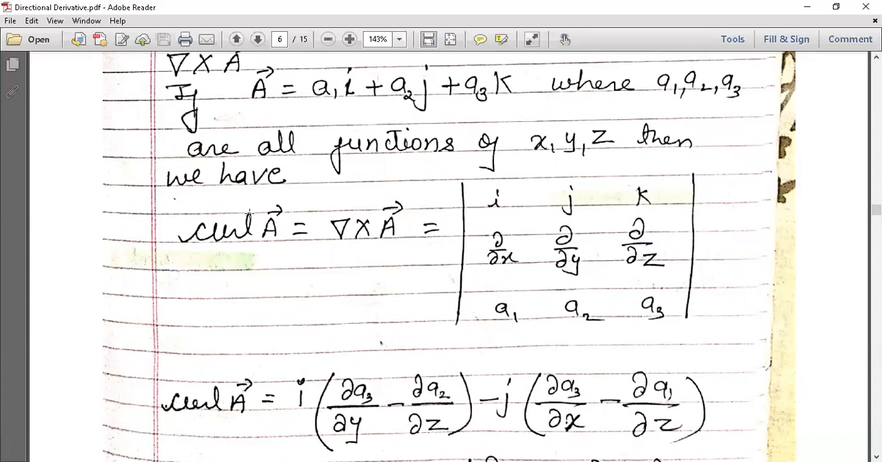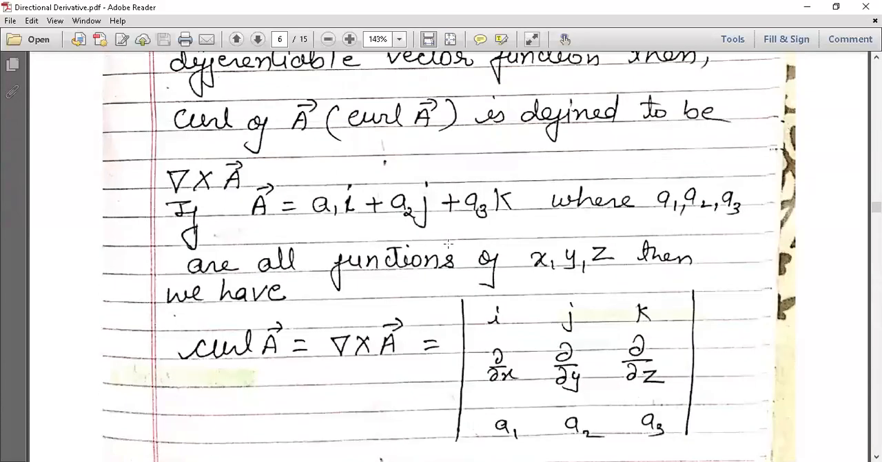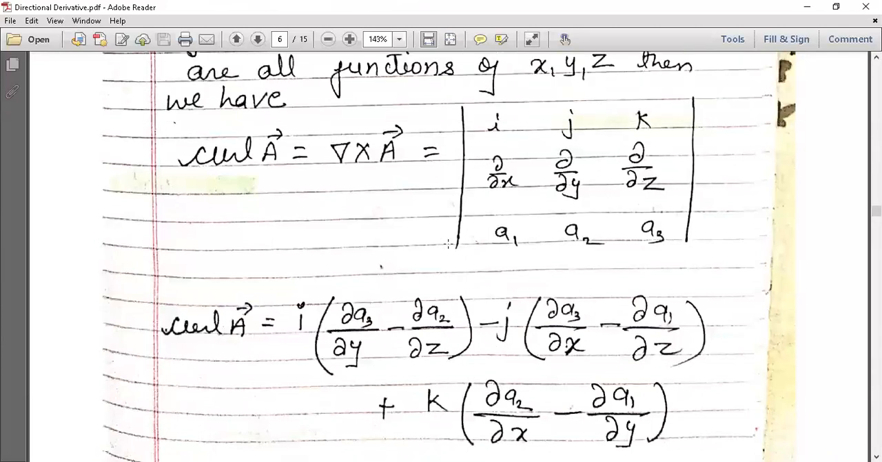The second row will be taken from the first vector, which is del. So our coefficients will be dou by dou x, dou by dou y, dou by dou z. The last row, the third row, comes from the second vector, so A gives us A1, A2 and A3. Now we need to solve this and find the curl of A.